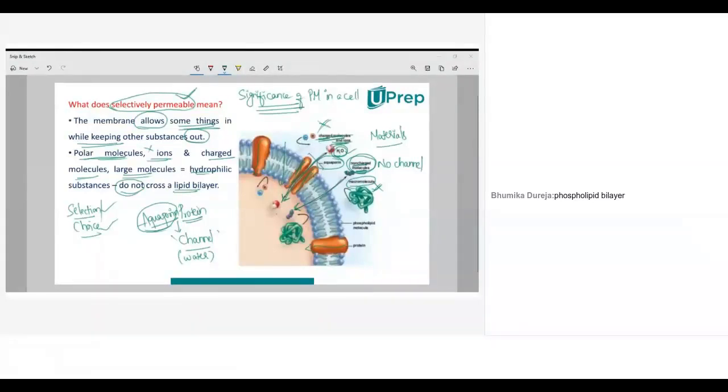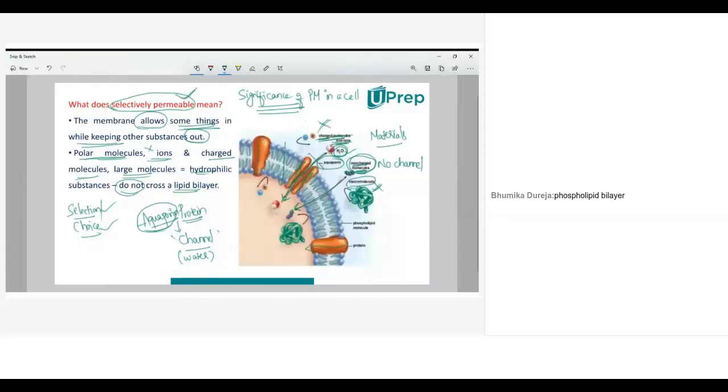Now you have the structural aspect of the plasma membrane. The plasma membrane carries out various other functions along with its selective permeable nature, but the most important point is the selective permeable nature. Shall we move on to the next slide?